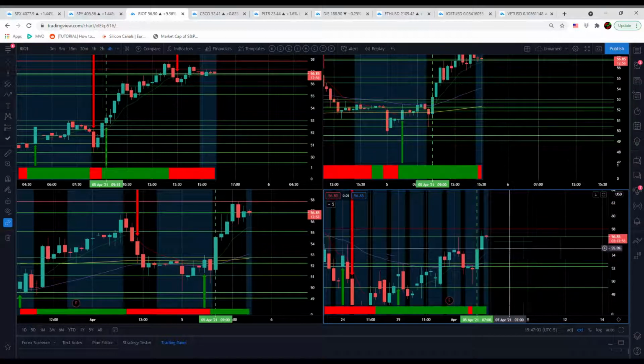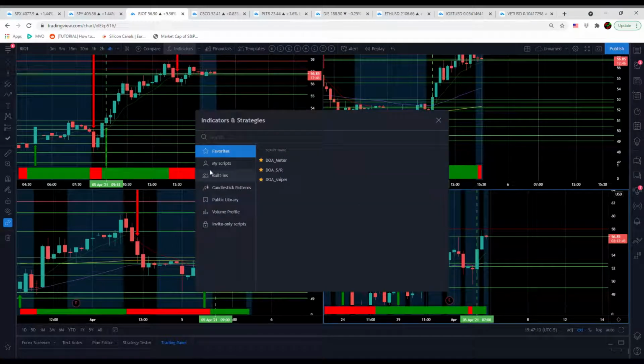Hey, do you see it? Hey, how do you put the meters in? I'm just curious. Meters, you just go to indicators and invite-only scripts, and then I added you already. Same way how you added the sniper.